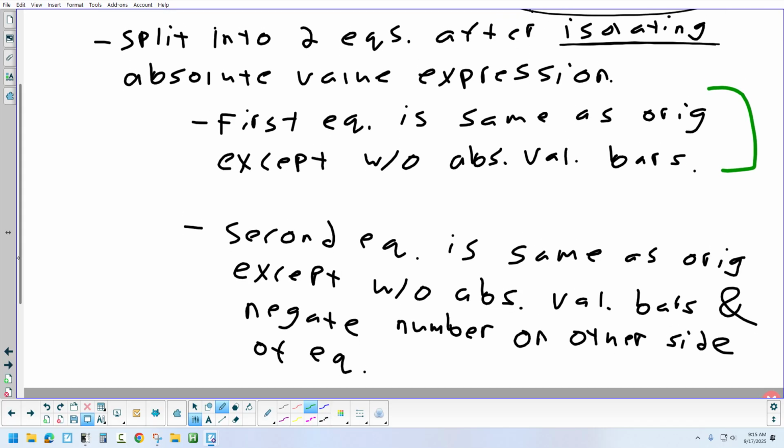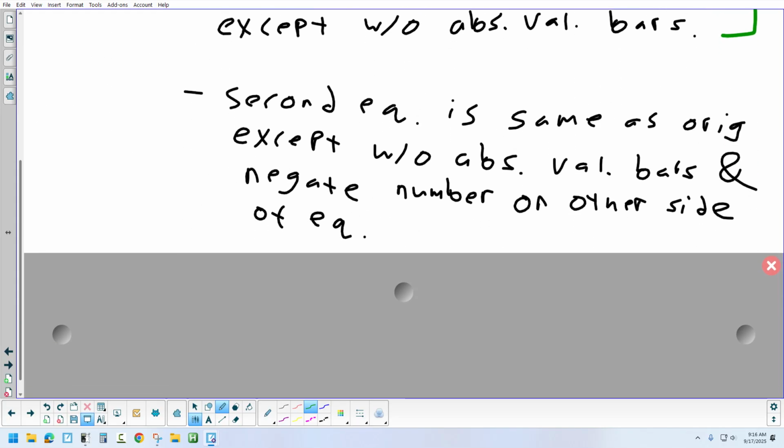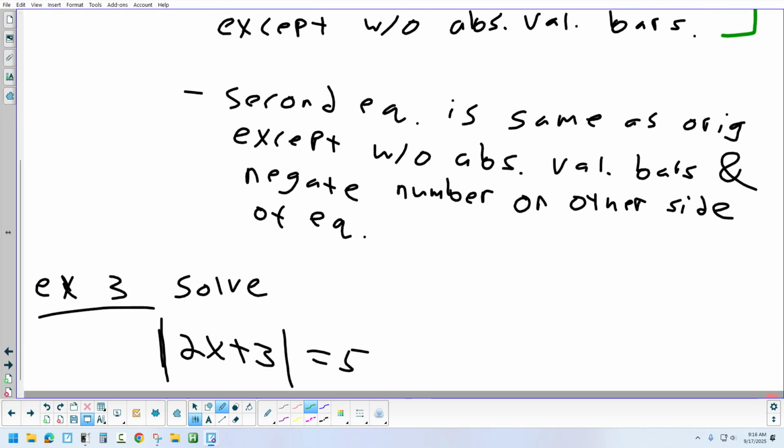Once we set those up, then we actually have to solve for x. So what would make this green circle come out to 5? What would you fill in for x? What would make the green circle come out to -5? What do you fill in for x? Okay, so let's try this.